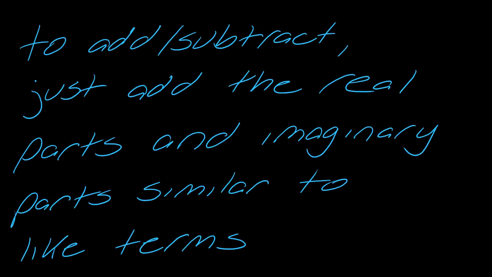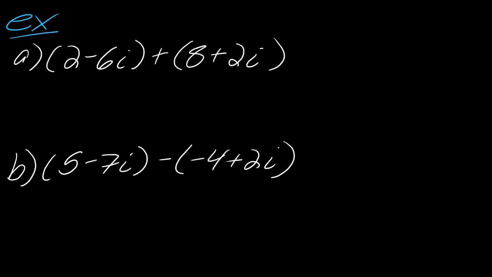Okay, now to add and subtract complex numbers, you really just add the real parts and the imaginary parts, similar to how you would do with like terms. So if I have this first example, 2 minus 6i plus 8 plus 2i, the real parts get added and the imaginary parts get added. So if I add 2 plus 8, that's 10. If I take -6i plus 2i, that becomes -4i.